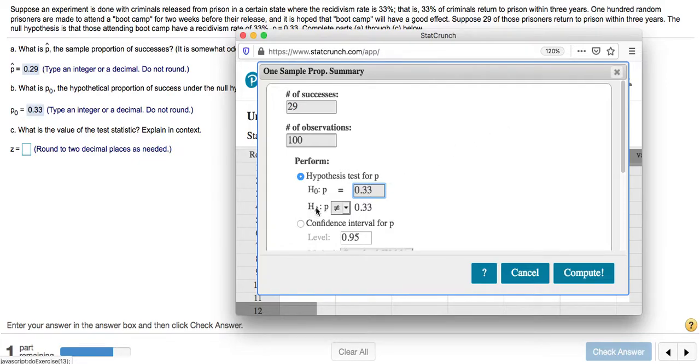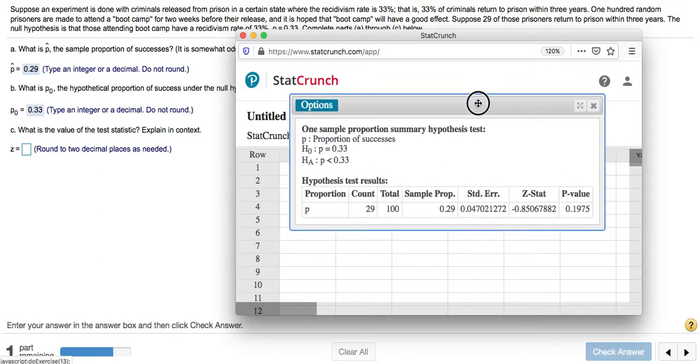And for the alternative hypothesis, there's 3 options. You can do not equal, less than, or greater than. And you have to somehow figure this out from the question itself. And I'm seeing that we're hoping that this boot camp will have a good effect on the recidivism rate, which means we're hoping that it lowers it. So it kind of is implied that I want the alternative hypothesis to be less than. All right, with all that being said, I'll click Compute, and here we go.